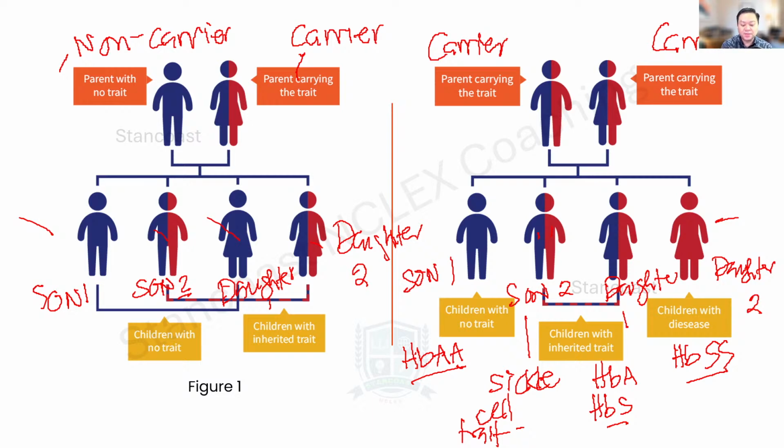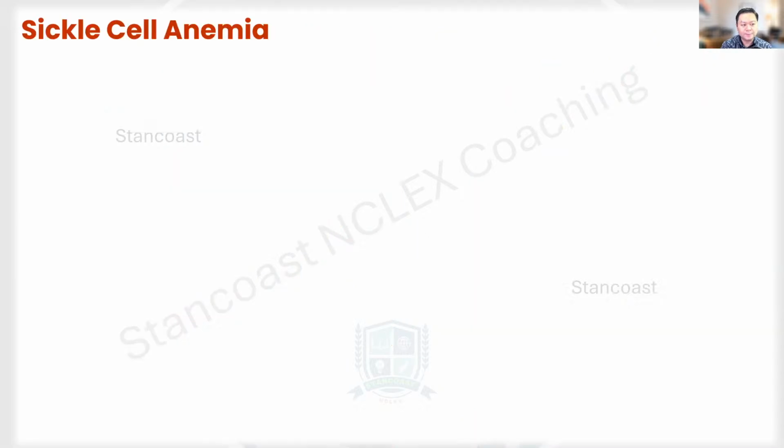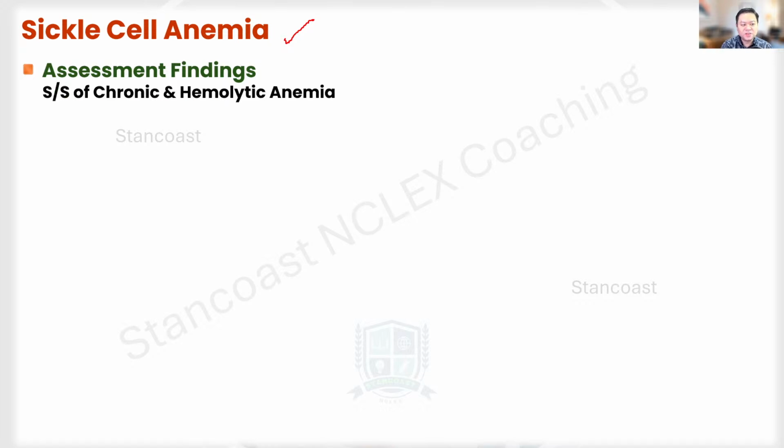Okay, so let's move forward here with the assessment findings in a person with sickle cell disease. And we're talking now about the anemia, of course. You won't have sickle cell disease if there is no sickle cell anemia. Well, this is already a manifestation, right? So the person with the sickle cell trait will never manifest anemia. So we will be talking about the manifestations here, especially when the problem is becoming chronic.